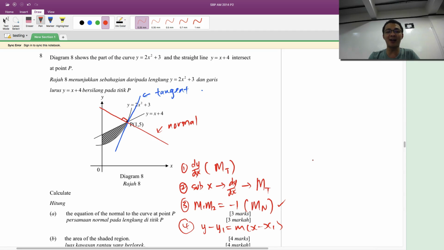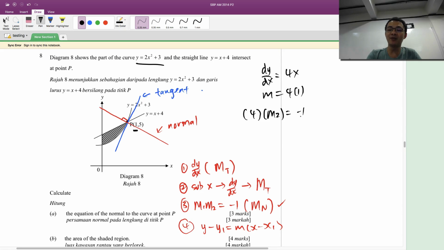So let's see if these steps work. First step, I do dy/dx for the curve. The curve equation is over here, right? So I will get 4x, and the 3 will give me 0. Then I substitute my x coordinate, which over here is 1. So it equals 4 times 1, so it's 4. So I know my gradient is 4. Then I use m1, which is 4, multiplied by m2 equals -1. So the gradient of the normal equals -1/4.